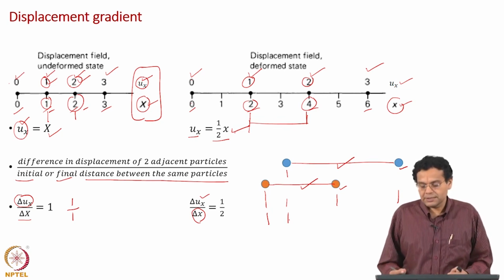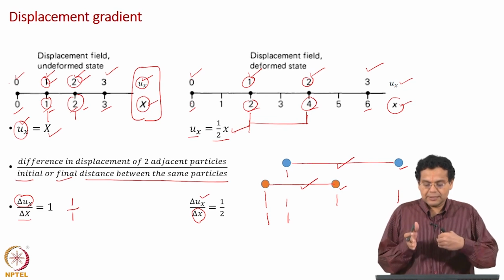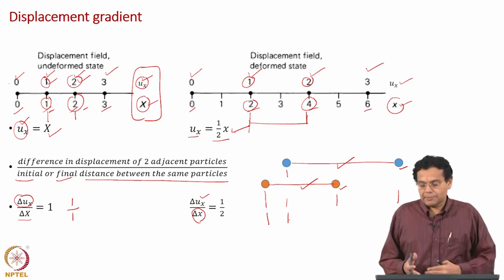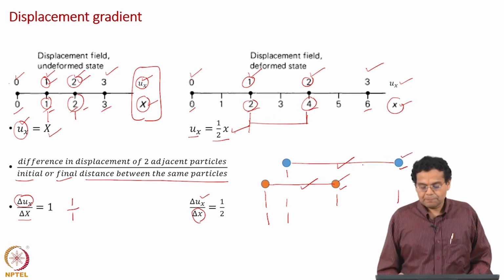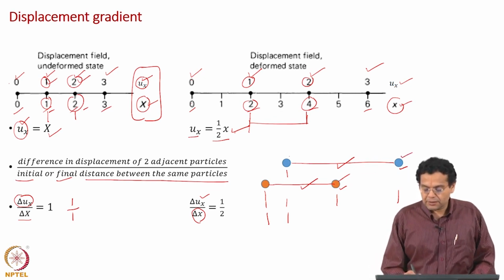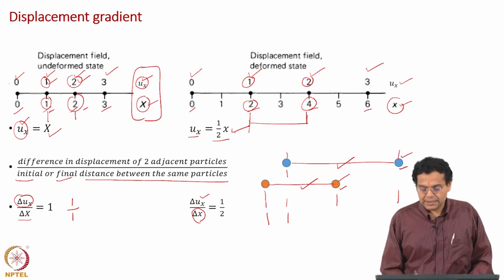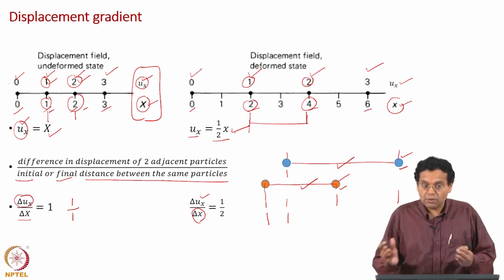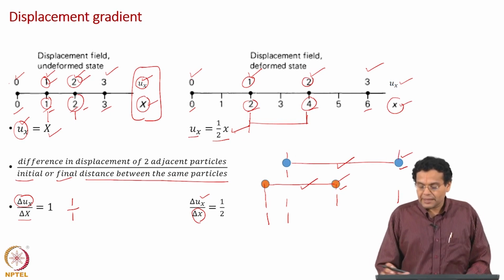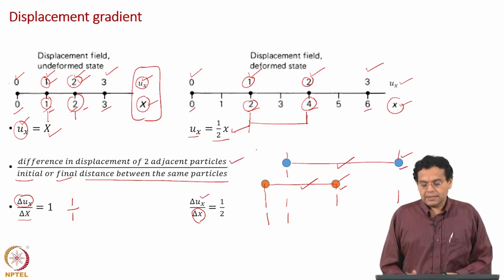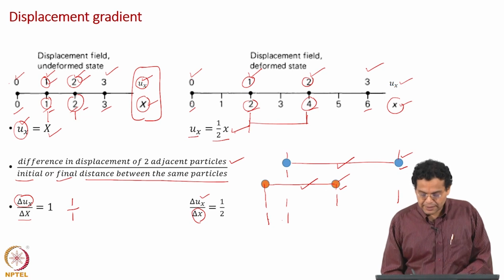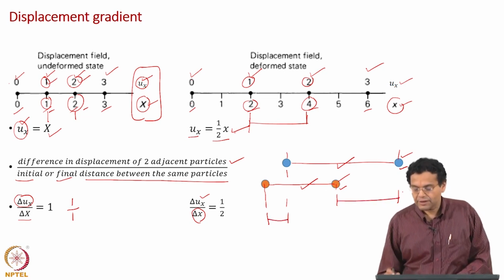If you take two persons at two different locations and they start walking, depending on the rate at which they walk they end up at two different positions. The first person's displacement is so much, the second person's displacement, or the distance walked, is so much, and that difference is the numerator. Now divide by the distance between them, taking either the initial distance or the final distance.